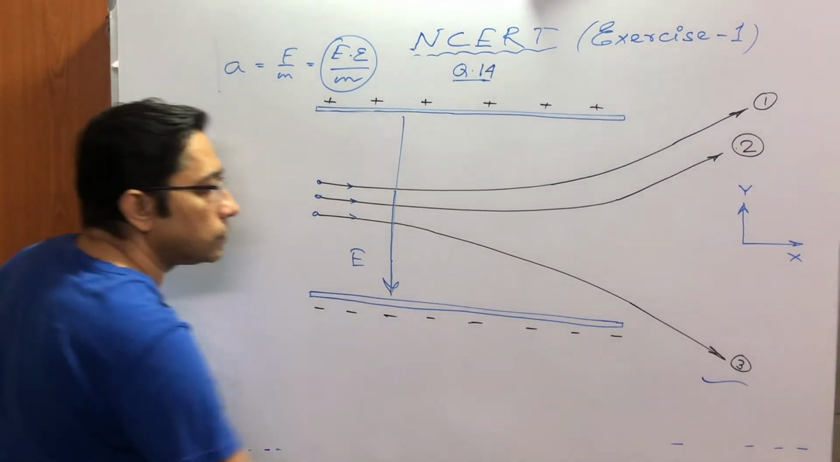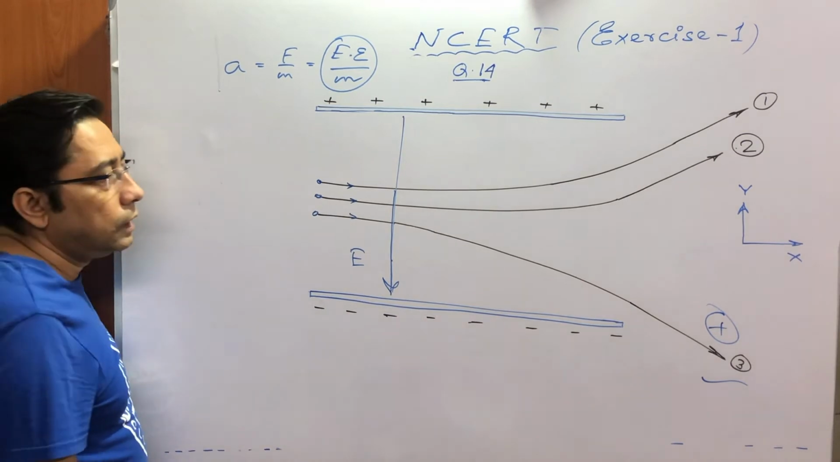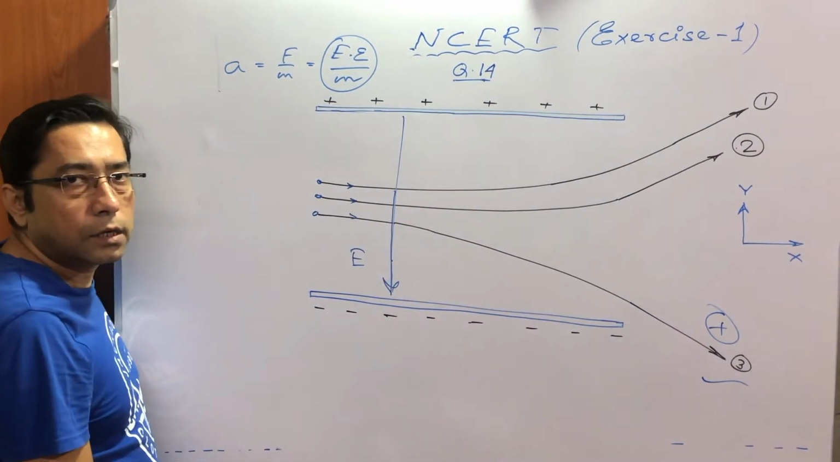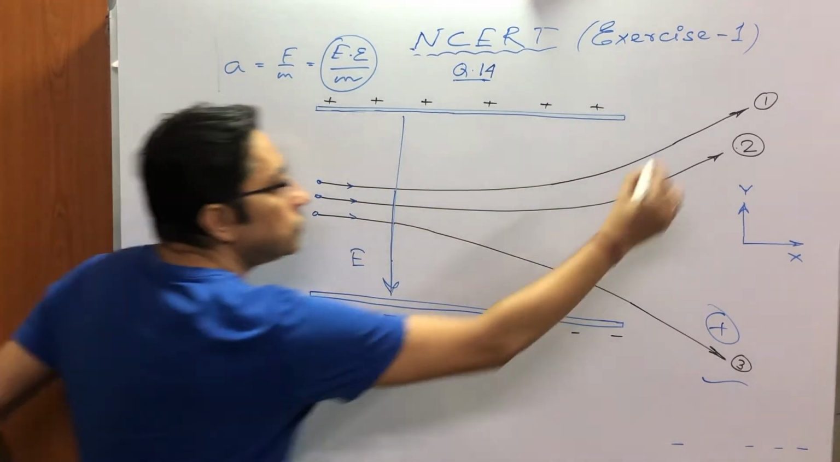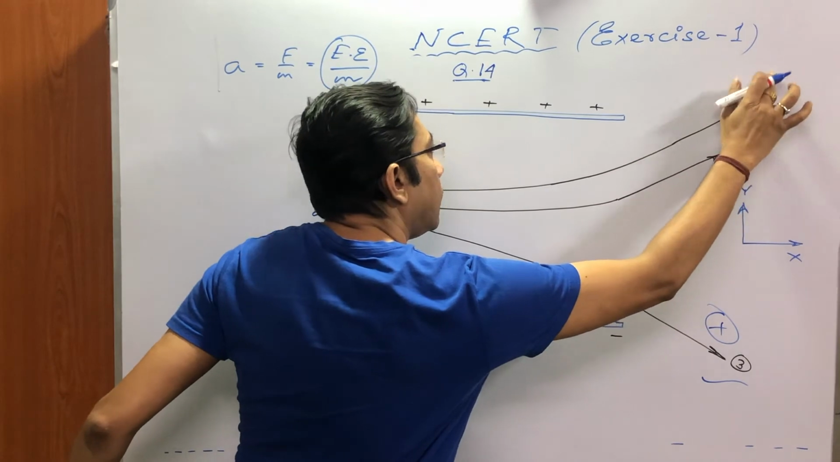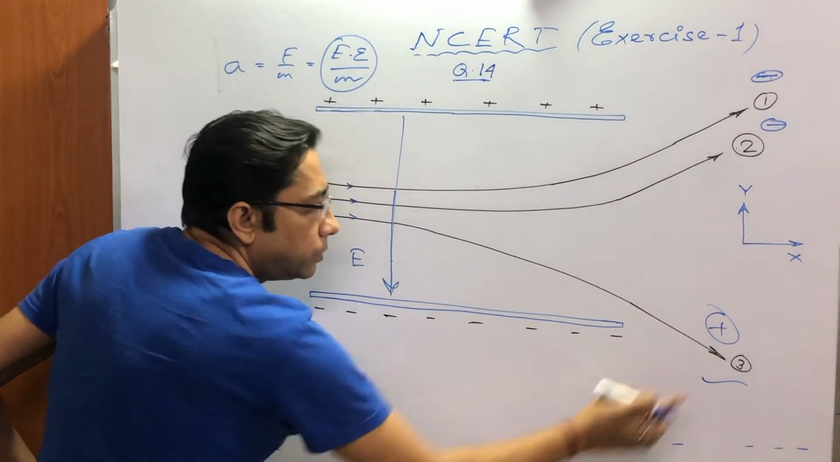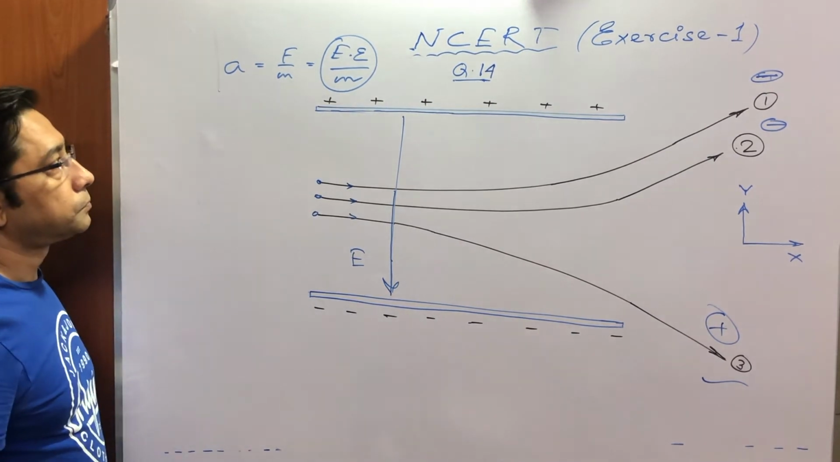So charge 3 is of what nature? Positive. Otherwise, you can well understand, positive charges will be attracted towards the negative plate and negative charges will be attracted towards the positive plate. So these two charges obviously are negative. Only the third charge is positive. That was the first part of the question. Second part.